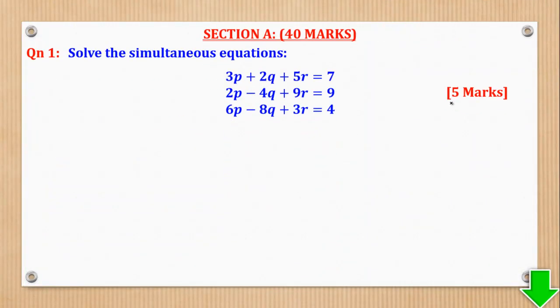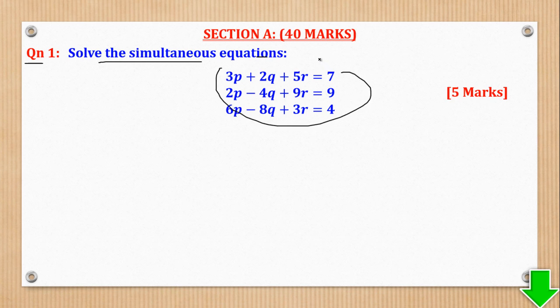So now we shall go to the questions and see what the examiner wanted you to write. The paper consists of 2 sections, section A and section B. Section A has 40 marks, meaning it has 8 questions. Question 1 says, solve the simultaneous equations.